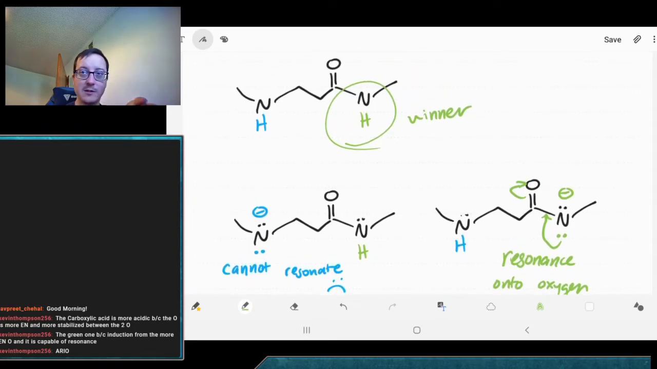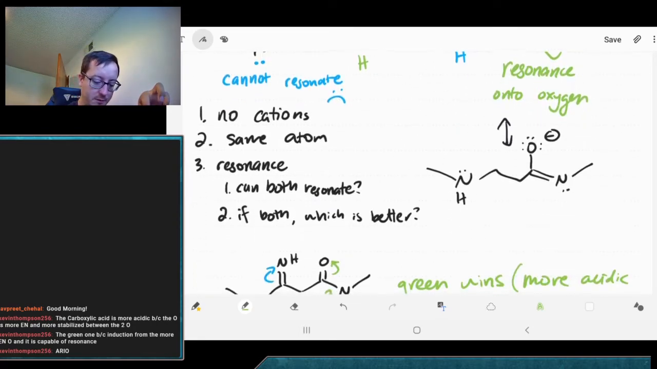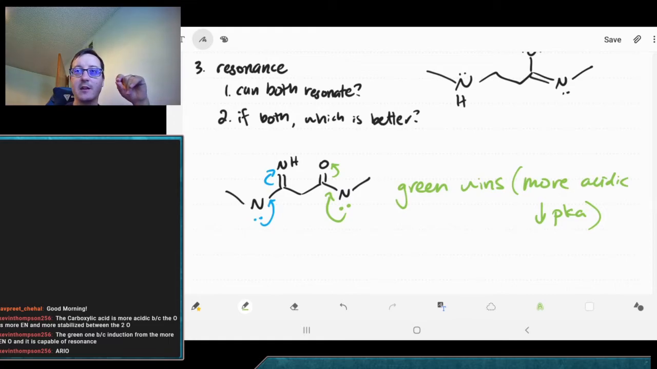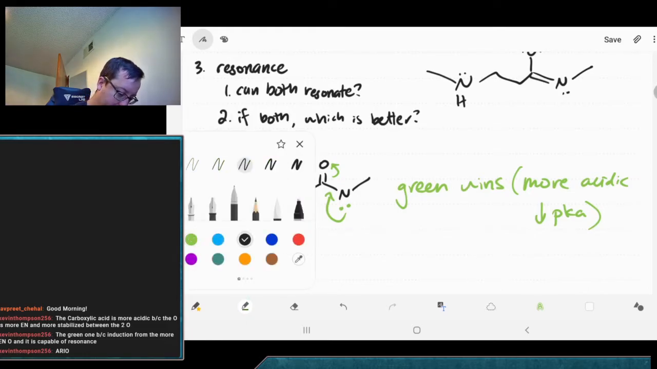Okay, so any questions on this set of molecules or this bottom one down here? Hopefully, again, we're going to see how the resonance makes the green one better in this case as well. All right. So that's resonance.